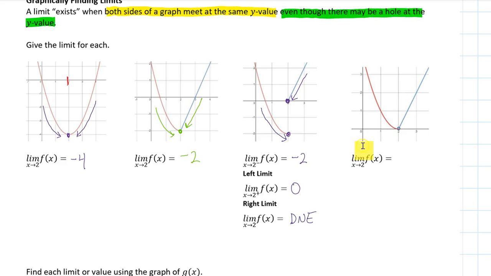Last one, if the graph... Look at the definition up top. A limit exists when both sides of a graph meet at the same y value. This graph meets at the same y value. The left side's coming down and approaching 0. The right side's coming down and approaching 0. Therefore, the limit is 0.